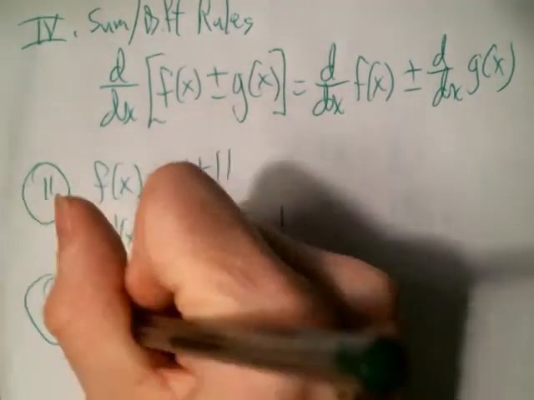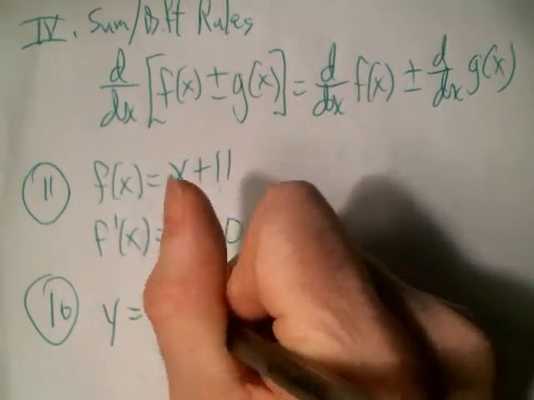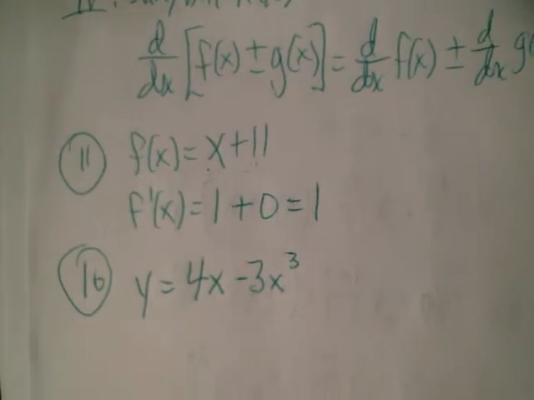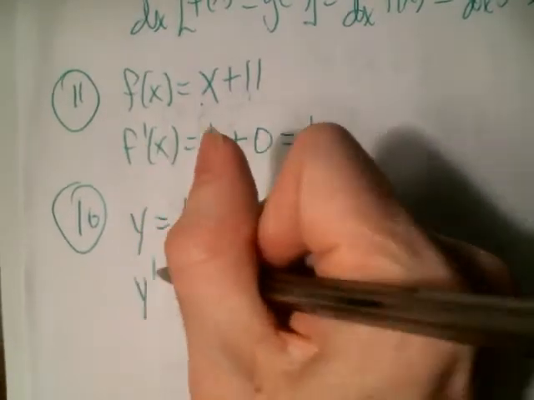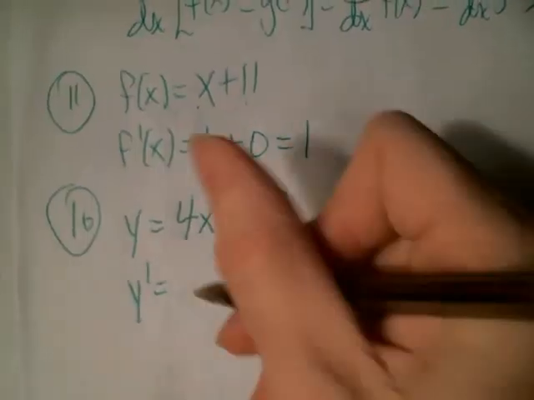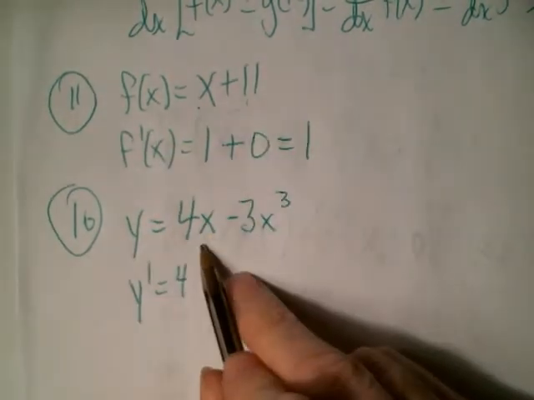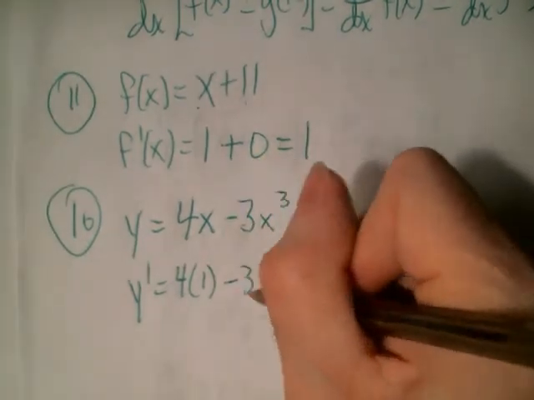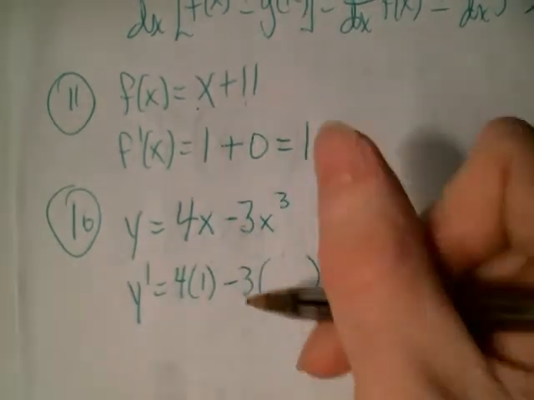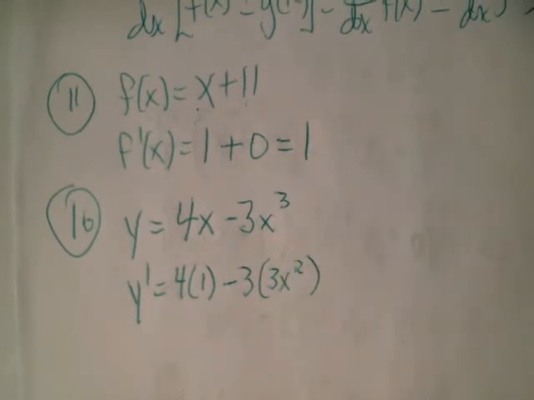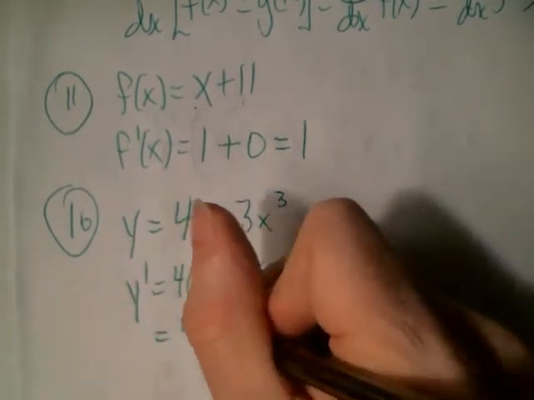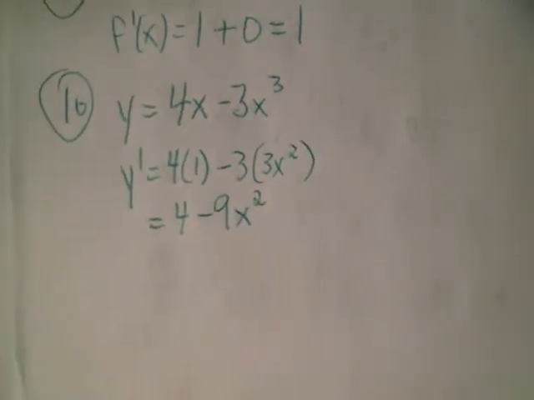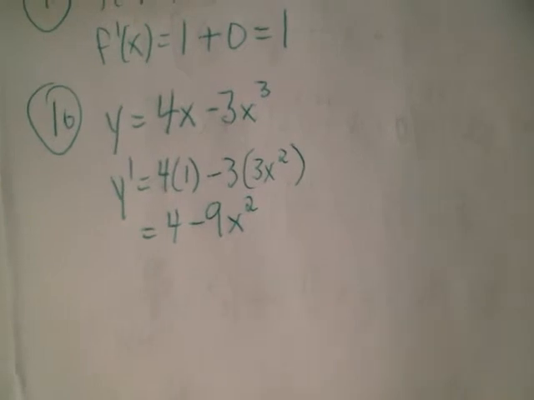Let's look at 16. Here we have a cubic. You take the derivative of the pieces. y prime is the derivative of 4x, so leave 4 alone and take the derivative of x, which is just 1, minus 3 times the derivative of x cubed. That would be 3x squared. Then clean it up: you get 4 minus 9x squared. There it is. Any polynomial you should be able to do.